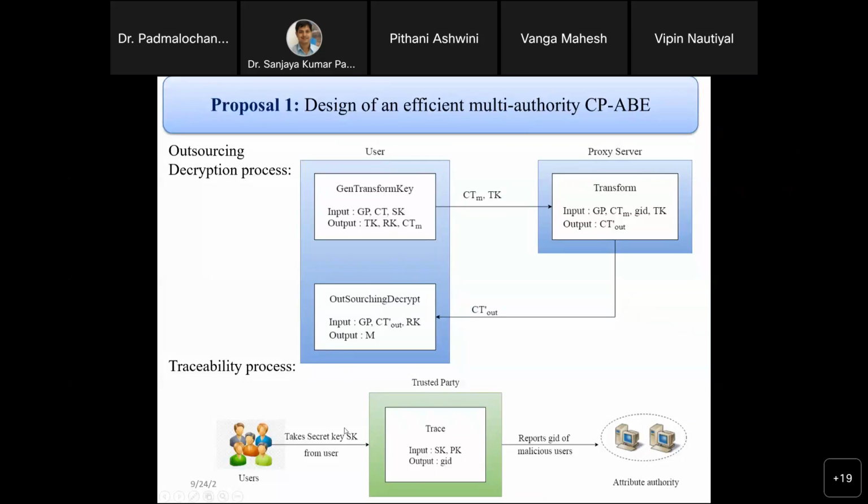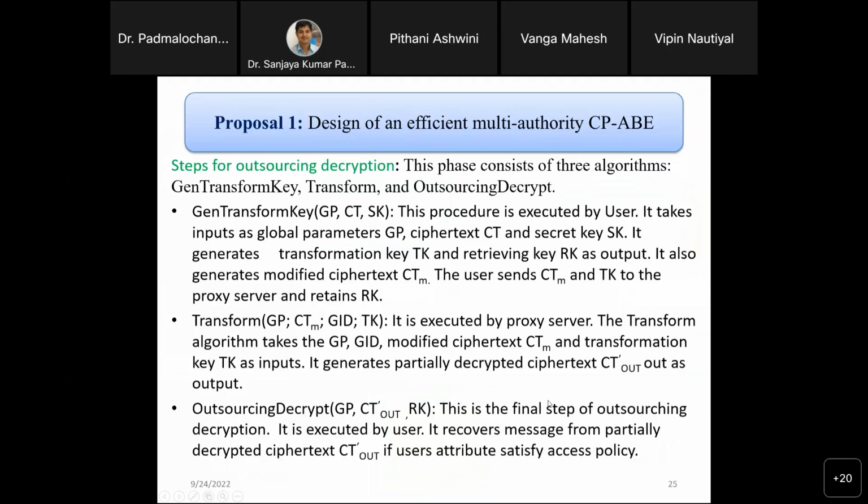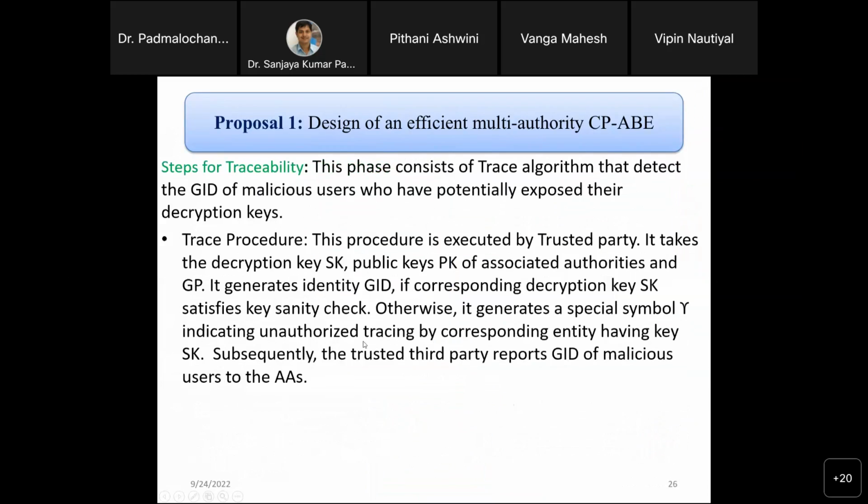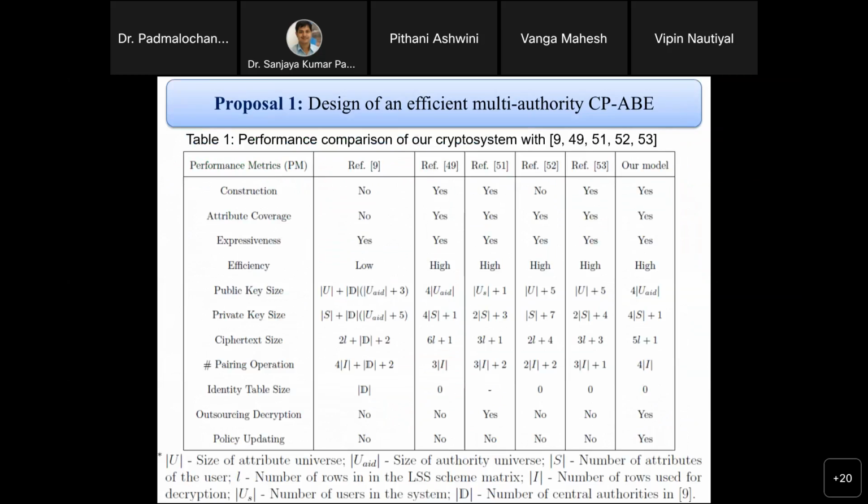Traceability takes the secret key SK from the user, and this trace procedure is run in a trusted party. It generates the group GID, and this is reported to the attribute authority. So these details of the outsourced decryption procedure functions are available here. I'll skip it. I'll talk about the performance comparison.